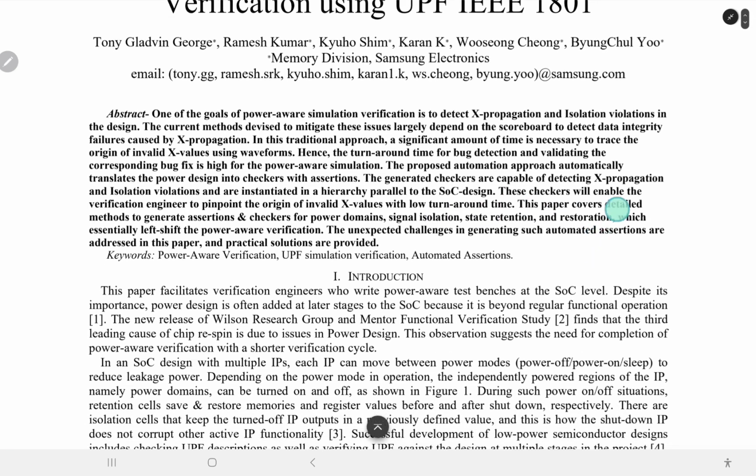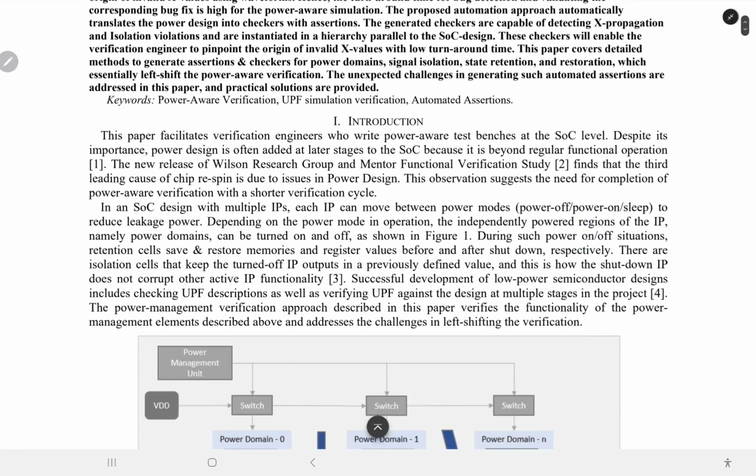This paper covers the details of the method and generates assertions and checkers for power domains, signal isolation, state retention, and restoration, which essentially left-shift the power-aware verification. The unexpected challenges in generating such automated assertions are addressed in this paper, and practical solutions are provided.